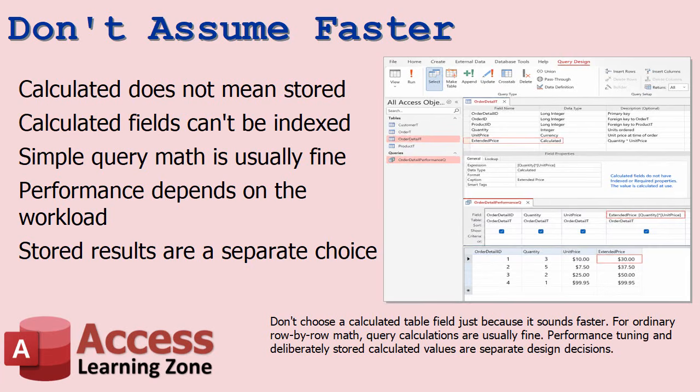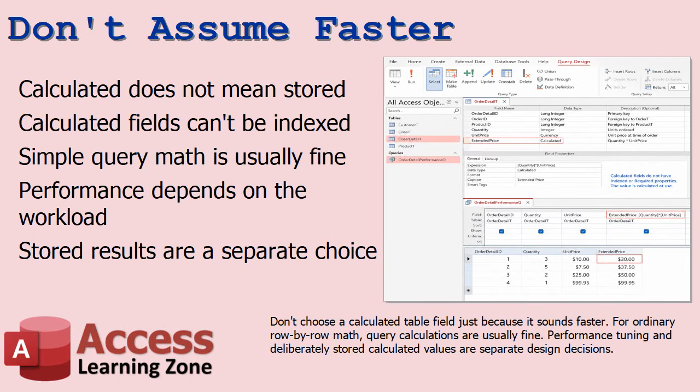Another common misconception is that putting the calculation in the table makes the database faster. Not necessarily. A calculated table field is not the same as pre-computing a value and saving that result as ordinary data. And calculated table fields can't be indexed, so they don't give you an automatic performance magic wand. For everyday calculations like quantity times price, the difference normally isn't worth worrying about in a typical Access database. Just let the query calculate it.